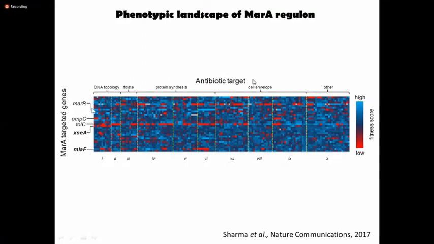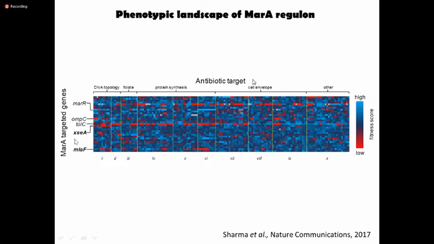To simply explain, each colored square in this data shows how sensitive or not the knockout of a particular gene is to these antibiotics. For example, if you knock out tolC, you can see that it becomes red across the whole profile, which means it becomes sensitive across the whole profile of antibiotics. However, I'm interested in xseA and mlaF.